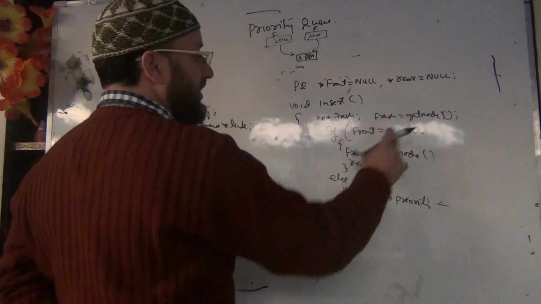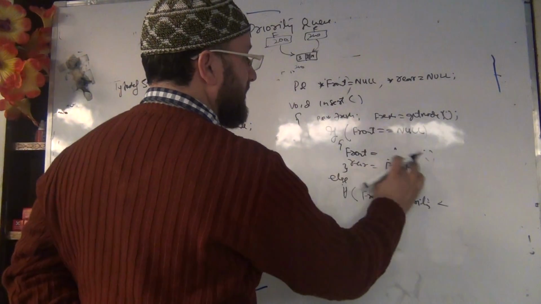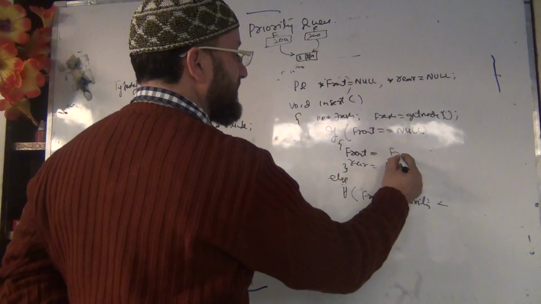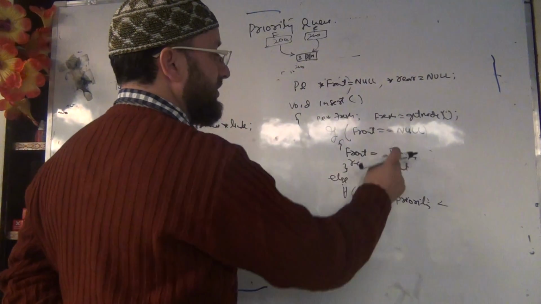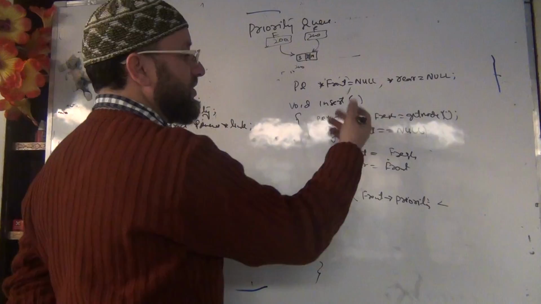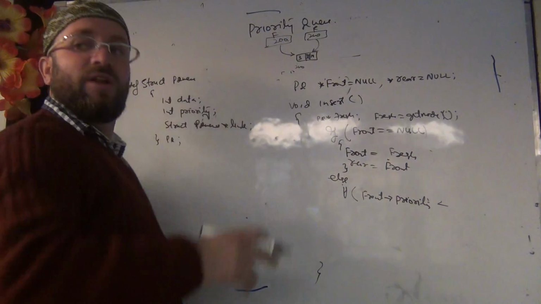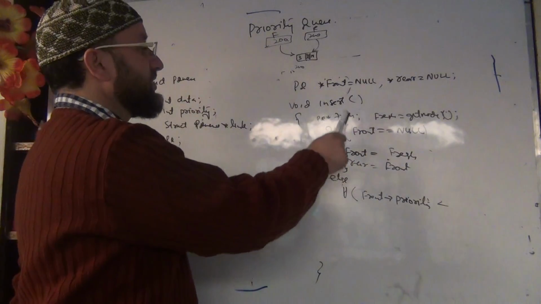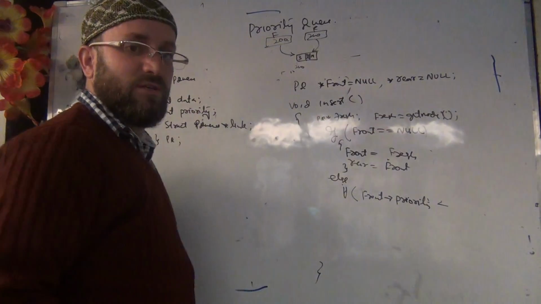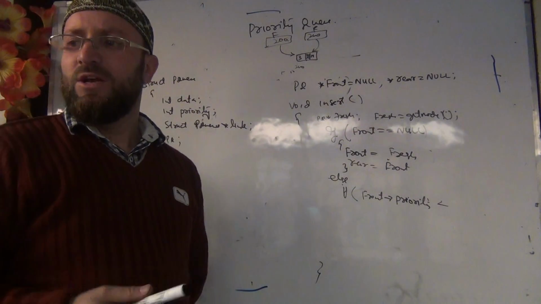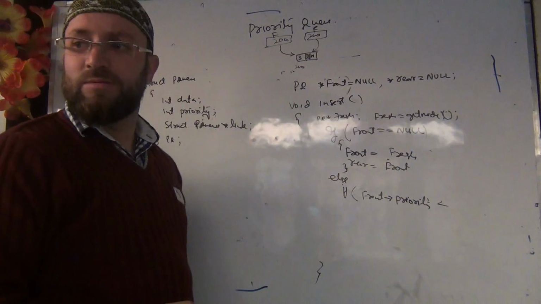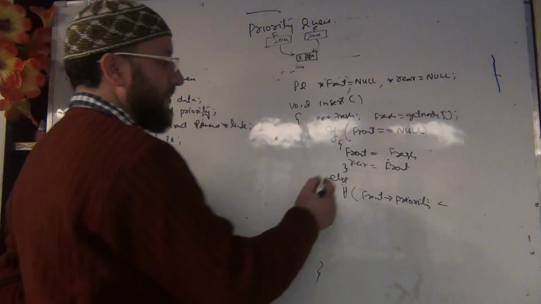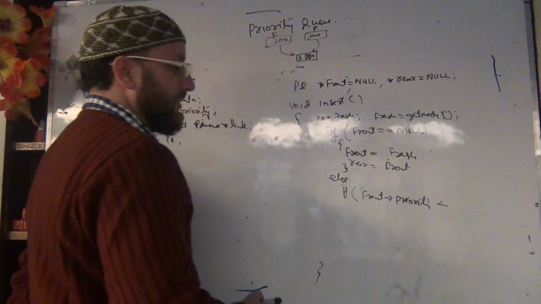Now if front is equal to null, then you say what? Fresh. Front is equal to fresh, because new node's address is in the fresh. This is the asterisk fresh is new. In get node I also created the fresh, but that is local to the get node function. This fresh is local to the insert. Okay, don't confuse with that. You could have used another name also, no problem. But it has the same name. Front is equal to fresh, rear is equal to front, gone.